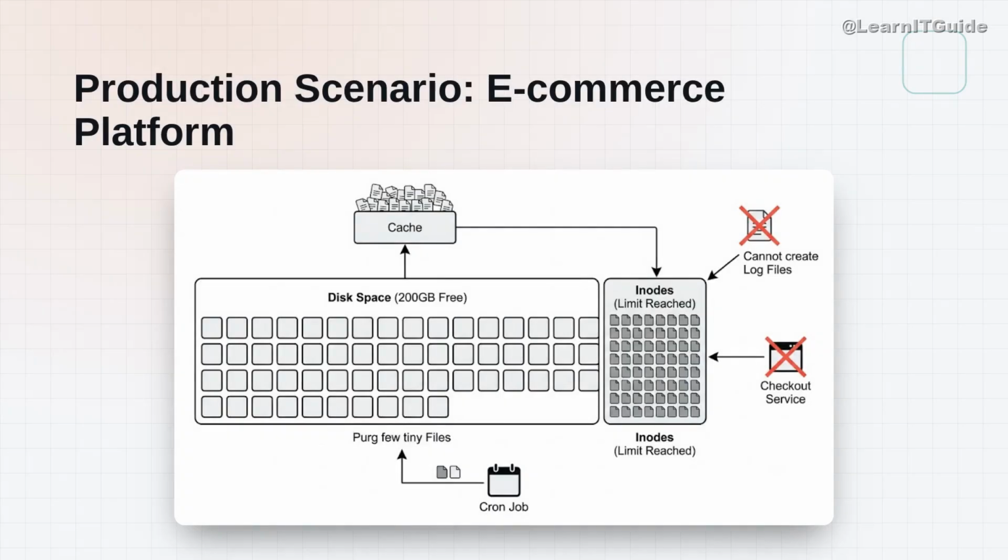Think about an e-commerce platform. They were processing thousands of orders when the checkout service crashed. They had plenty of blocks, but they hit the inode limit. The team spent hours looking at disk space before realizing the culprit was a mismanaged cache. They implemented a cron job to purge old sessions, and the issue never returned. This is a classic production nightmare.